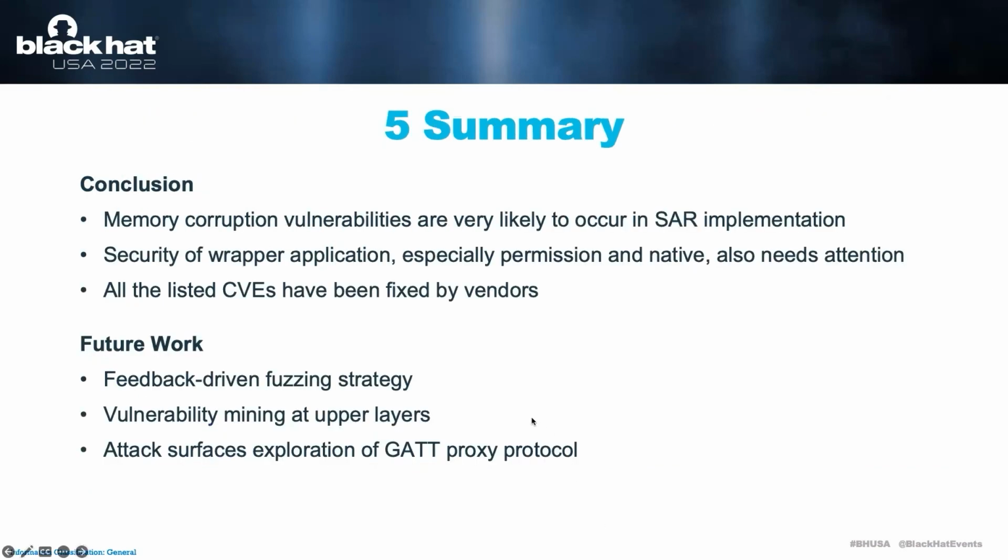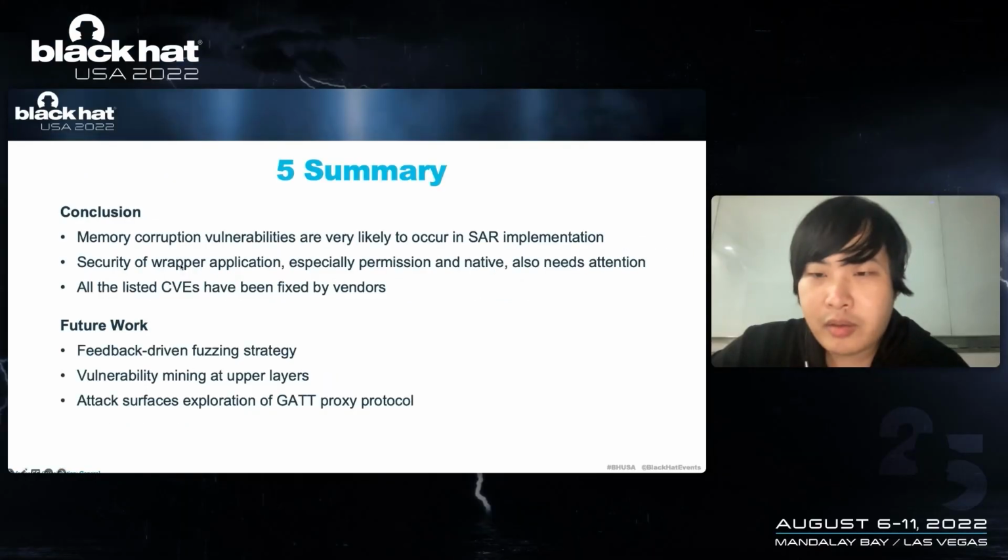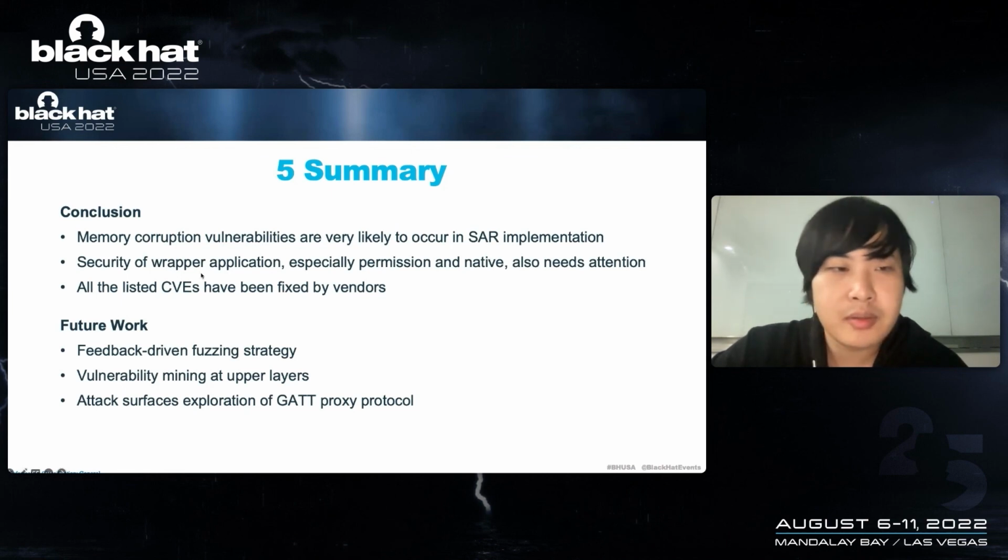In the end, we summarize our work as follows. From the study, we know memory corruption vulnerabilities are very likely to occur in segmentation and reassembly implementations. And the security of wrapper applications, especially their permissions and native code, also needs attention. And all the listed CVEs have been fixed by vendors.